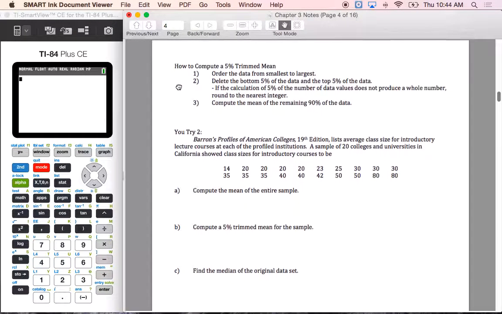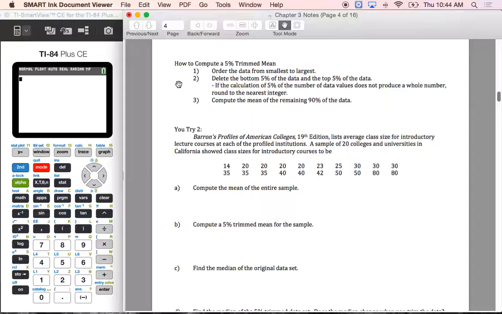So if I want to find that 5% trimmed mean, we have to order the values from smallest to largest, and then we're going to get rid of the bottom 5% and the top 5%. Now this is 5%, so not the bottom 5 numbers and top 5 numbers. It's the bottom 5%, top 5%. So you've got to figure out what 5% is of your whole sample. You're not taking 5% of the smallest number, you're taking 5% of the numbers in your sample. So if you have 50 numbers, you're taking 5% of 50. If you have 100 numbers, you're taking 5% of 100.